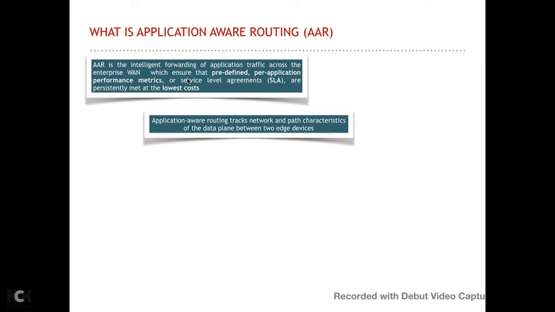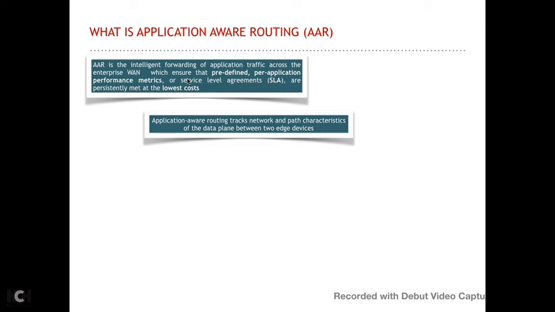What we say is that application aware routing tracks the network and path characteristics of the data plane between your edge devices. It could be vEdge in Cisco's world, or other SD-WAN devices, right? So it is tracking the network and path characteristics. It could be jitter, delay, latency, and other stuff. So application aware routing is more than what we do in dynamic routing protocols.